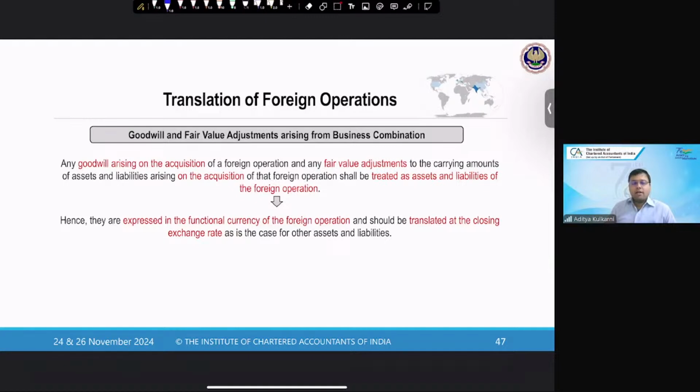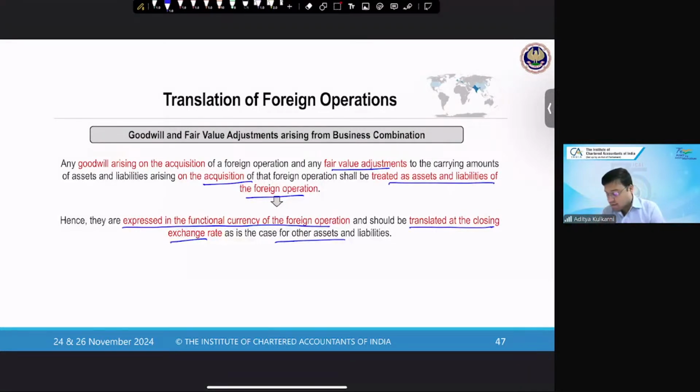This is something we have already discussed. Goodwill in INR terms was appearing at 5,000, but actually it was $100. I restated it to 6,000, increasing it by 1,000. So that is what is given here. Any goodwill arising on acquisition of a foreign operation and any fair value adjustments to the carrying amounts arising on the acquisition shall be treated as assets and liabilities of the foreign operation. Are you able to follow? Hence, they are expressed in the functional currency and should be translated at the closing rate, as is the case for all assets and liabilities.